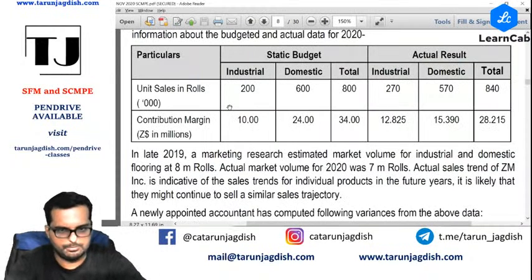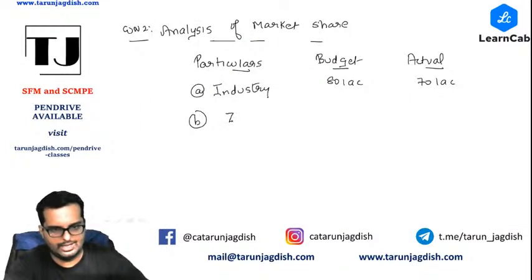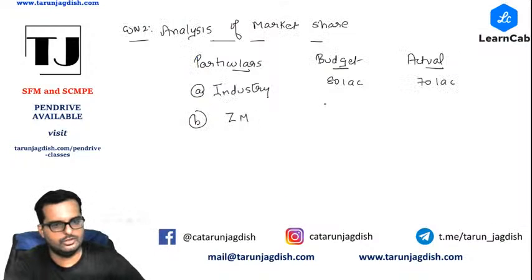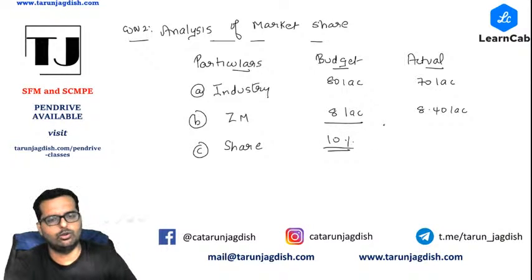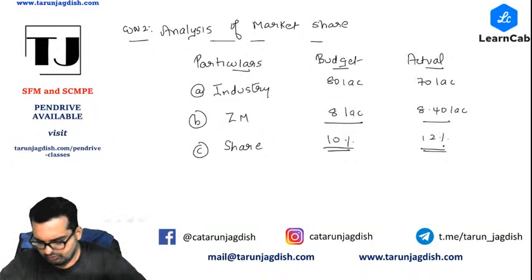Okay, which is the company we are talking about over here? ZM. Am I right? So ZM, when you speak about this company, they have got budget was 8 lakh. Am I right? 8 lakh, and the actual turned out to be how much? 8 lakh 40,000. So when you look at the market share, originally 10% of the overall market was their share. But in the end, it became 8.4 divided by 70. It went up to how much percentage? 12 percentage. Can you write down this in your books now?